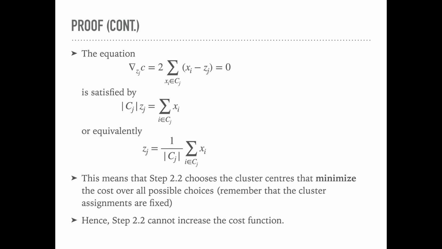So this means that step 2.2 is choosing the cluster centers that minimize the cost over all possible choices, which means that that step cannot possibly increase the cost function. It will either keep it the same, in which case we have terminated, or it will go down. Okay, so we have this sequence of numbers that are either staying the same or going down.